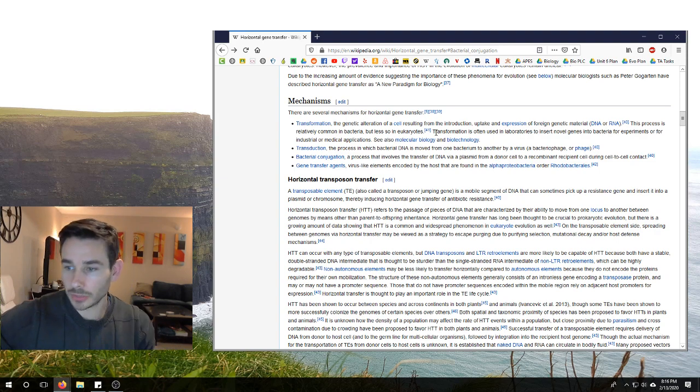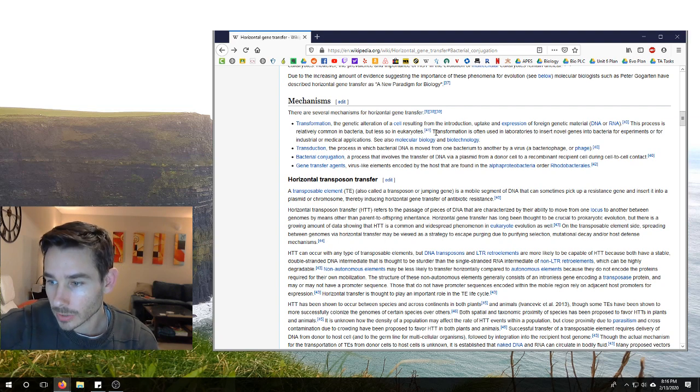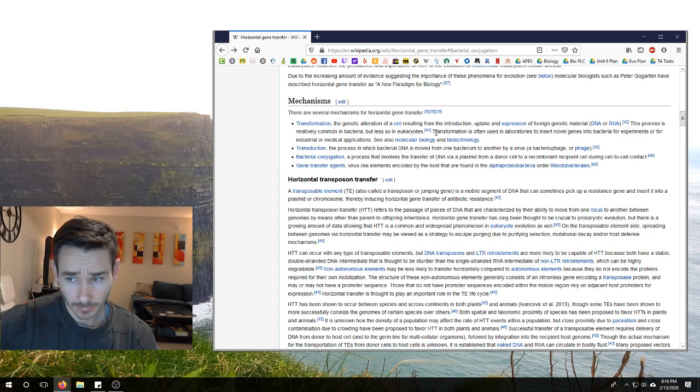Apparently horizontal gene transfer also occurs in eukaryotes. Huh. I didn't know that. Like millet and rice plants. But the horizontal gene transfer, is that occurring within an organism or between organisms?